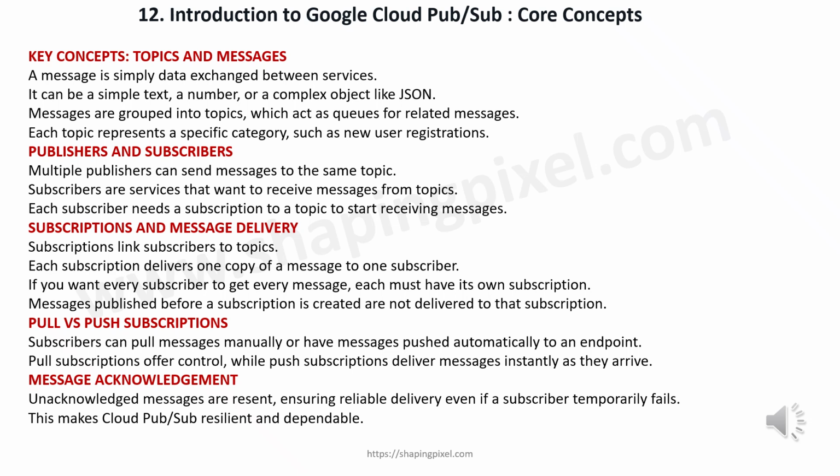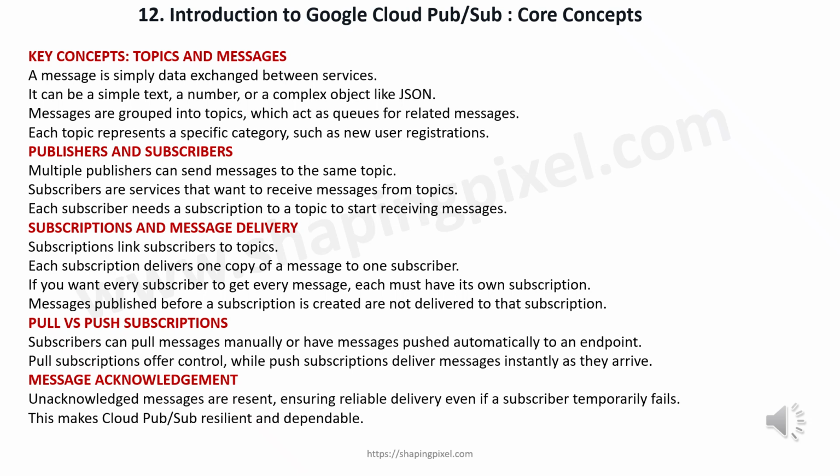cloud-based systems. Cloud PubSub is a messaging service that connects applications using the publisher and subscriber model. It lets you send, receive, and process messages between independent systems, making communication flexible and scalable. A message is simply data exchanged between services. It can be a simple text, a number, or a complex object like JSON. Messages are grouped into topics, which act as queues for related messages. Each topic represents a specific category, such as new user registrations.